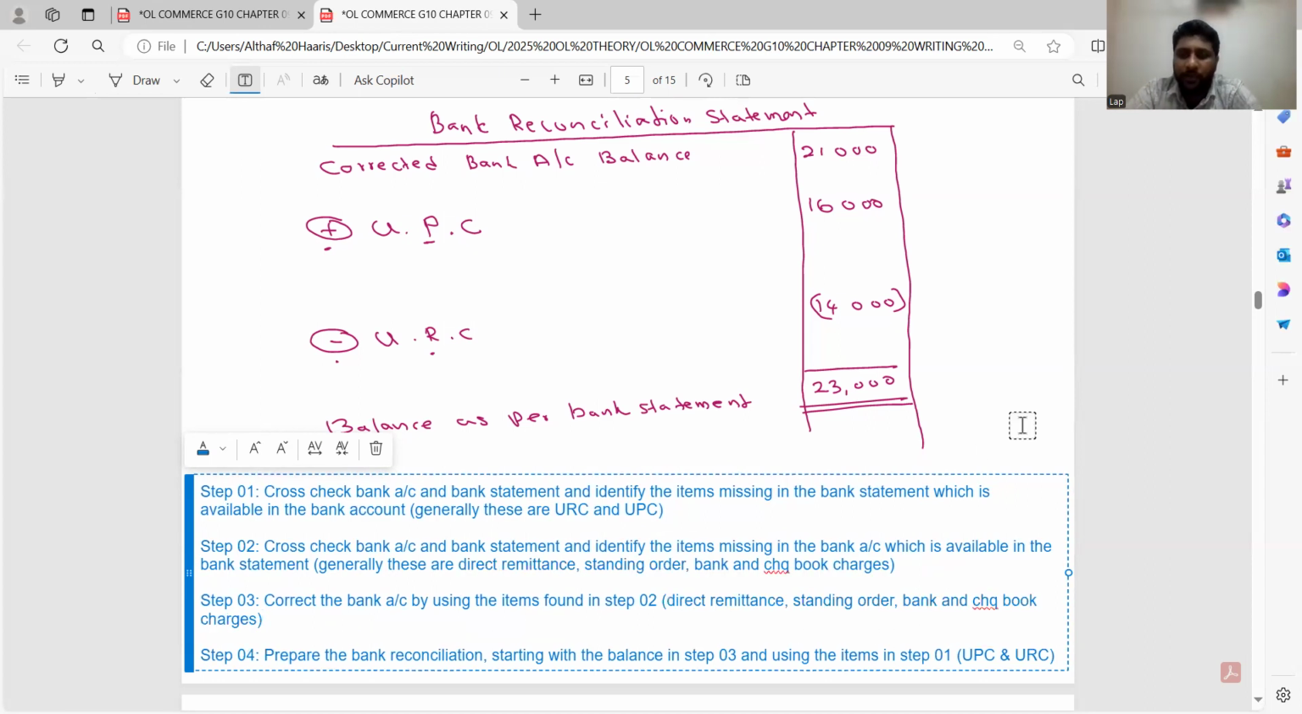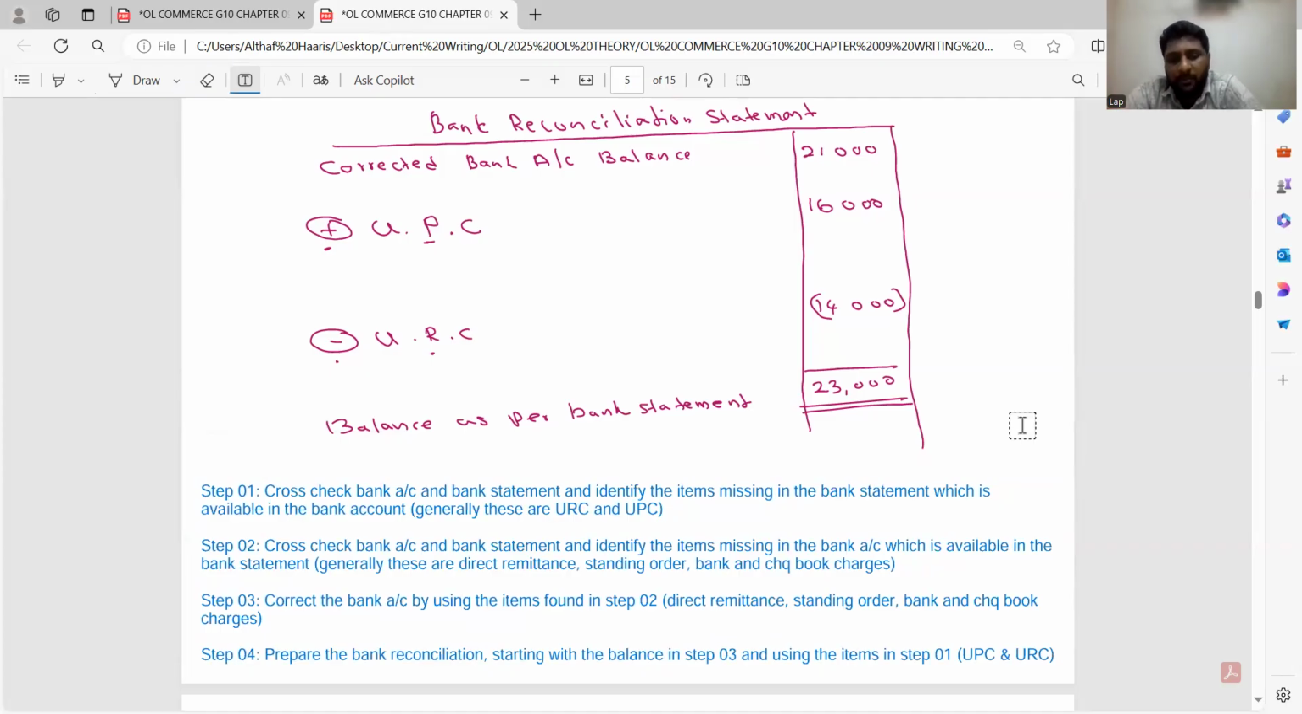So these are the simple 4 steps of doing a bank rec question. Cross-check the bank account with the bank statement. Find out the items which are there in the bank account, not there in the bank statement. The next step is the other way: find out the items which are there in the bank statement, not there in the bank account. Then third, correct your bank account using those items. Then step 4, prepare the bank reconciliation using the unpresented checks and unrealized checks.